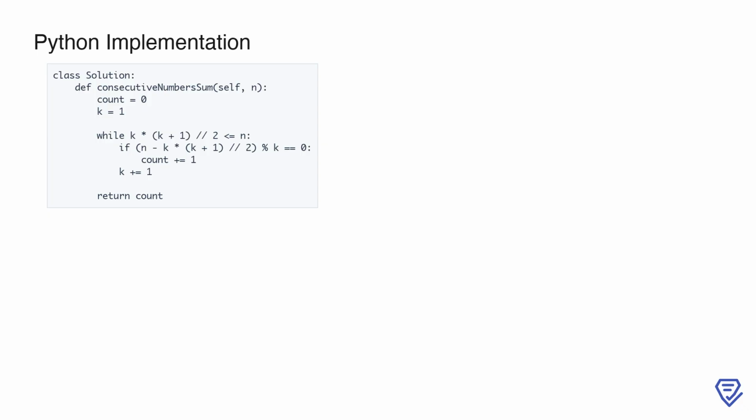### Key insights. The formula k * (k + 1) // 2 gives the sum of the first k integers. This is subtracted from n to determine the remaining value that must be evenly distributed across the sequence. The condition (n - k * (k + 1) // 2) % k == 0 ensures that the remaining value is divisible by k, confirming the existence of a valid sequence.